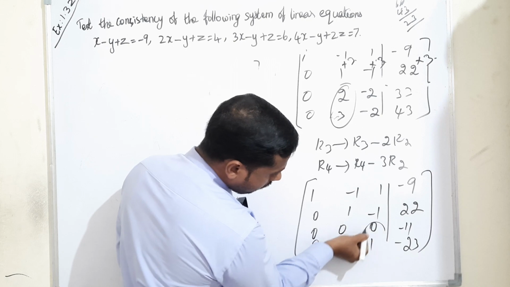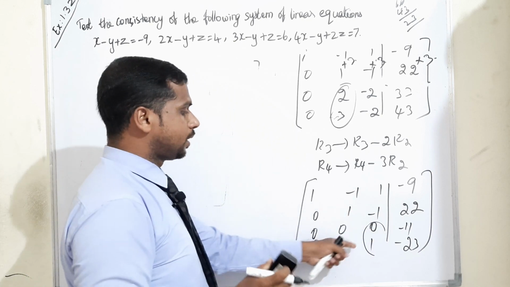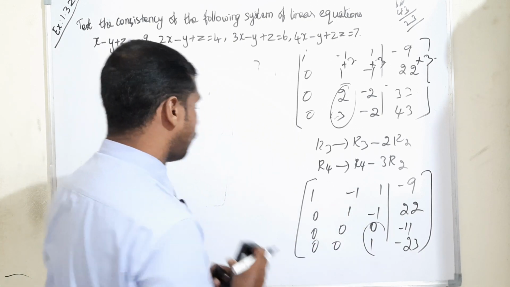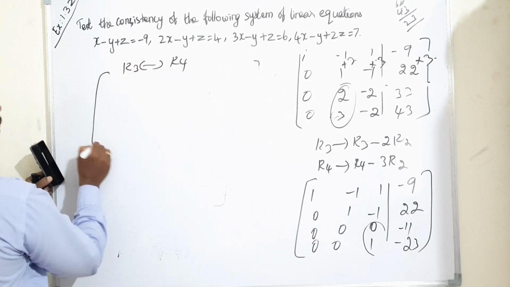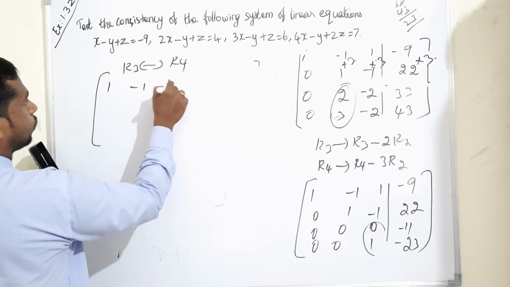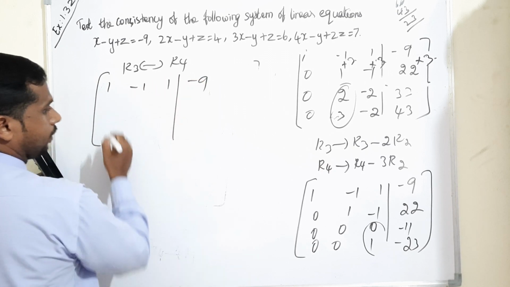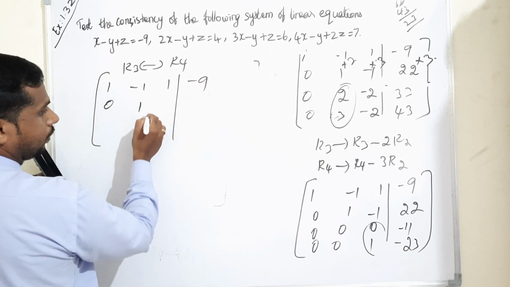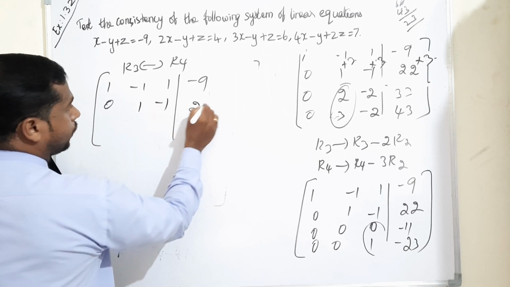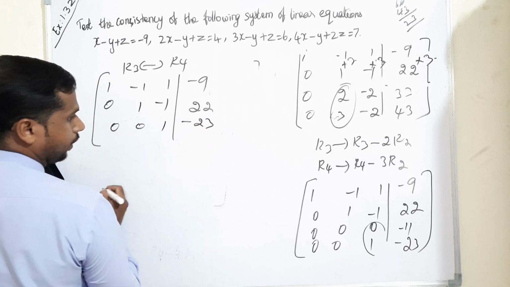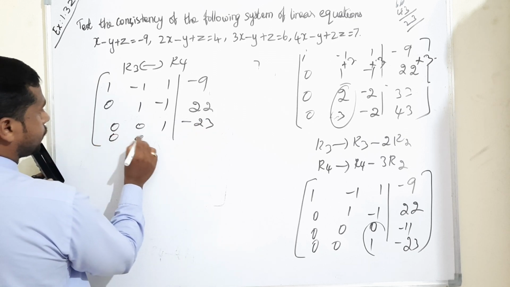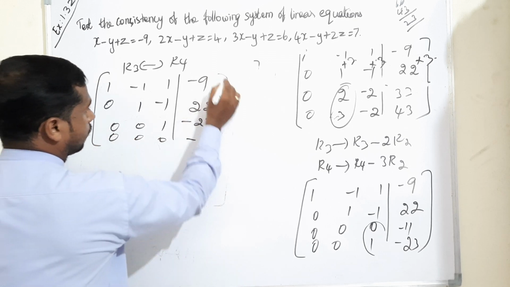So listen, when starting the non-zero digit, the first one is under the term, the second one is there, under the third one, look at there. So we just have to interchange. If it interchanges, we will get the row echelon form clearly. So what we have to do: R3 interchange R4. R1, R2 as it is: 1, minus 1, 1, minus 9, then 0, 1, minus 1, positive 22, 0, 0, 1, minus 23, last condition: 0, 0, 0, minus 11.